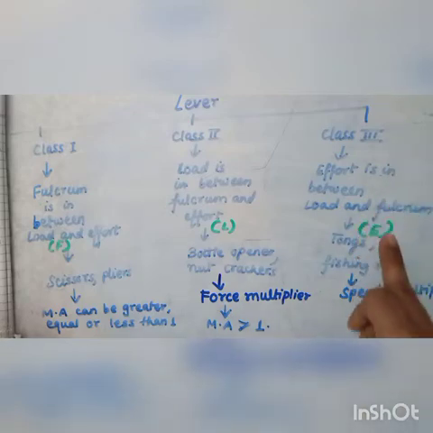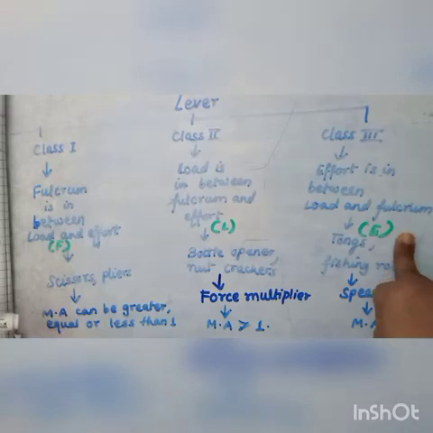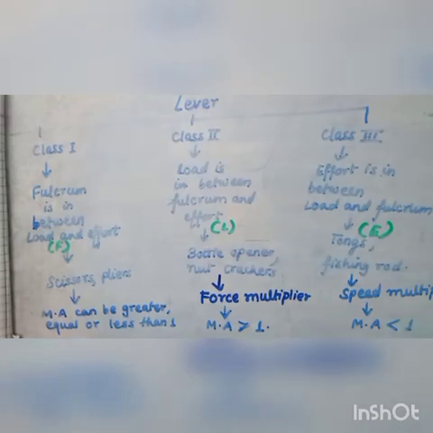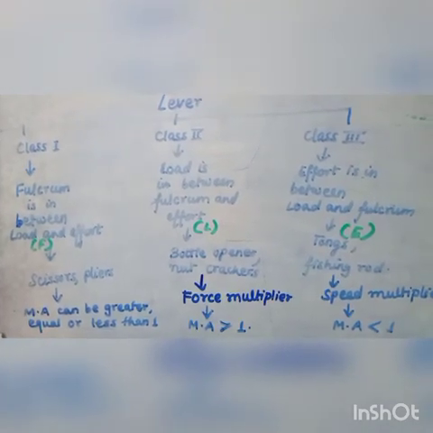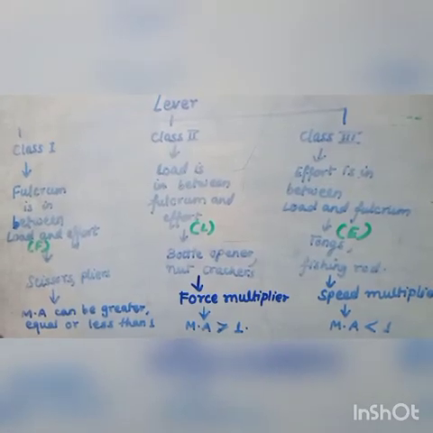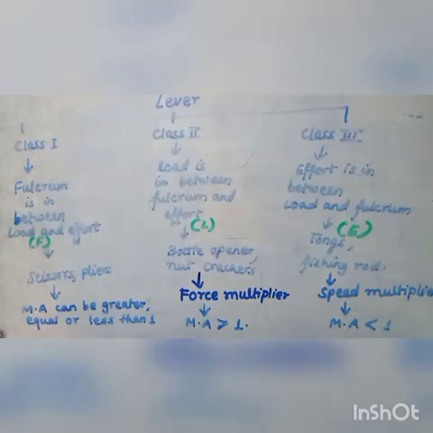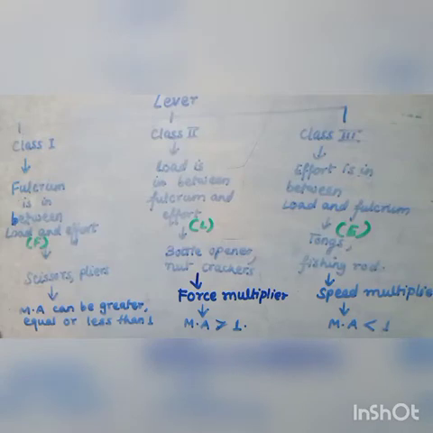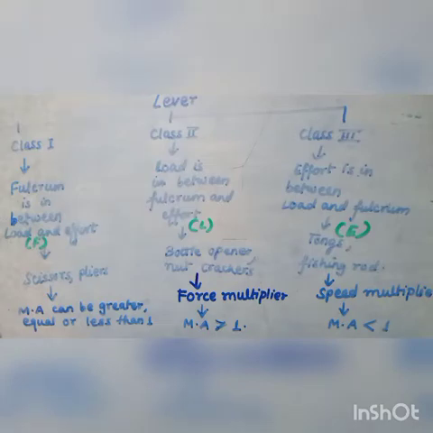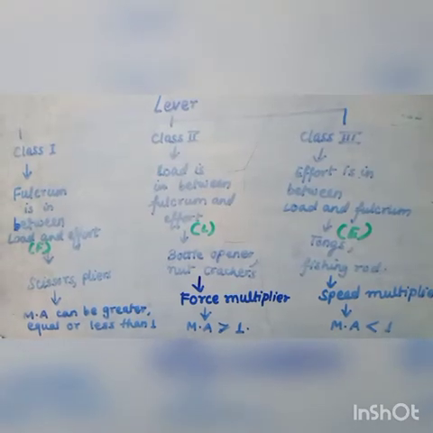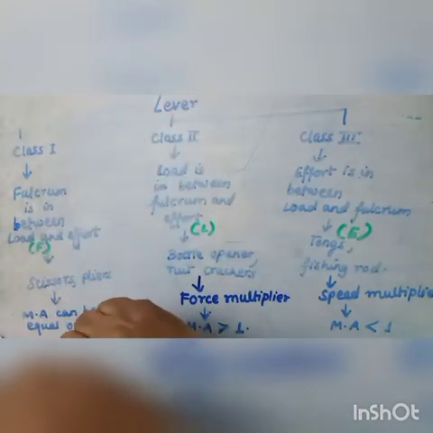Okay, and here you can see the effort is in between the load and fulcrum. These are the examples. These are known as the speed multiplier machines, and here you can have the mechanical advantage which is less than 1. So everything I have written here in this chart. Just go through this chart properly, so you will definitely find it easy to differentiate between the 3 types of lever. And one more thing I have to say, please write the spelling of lever properly.